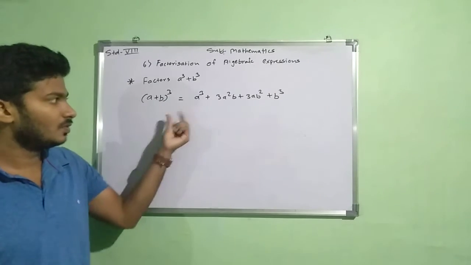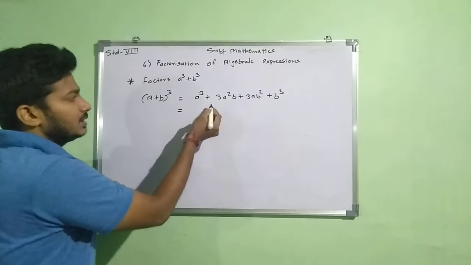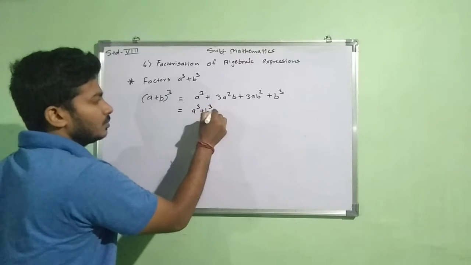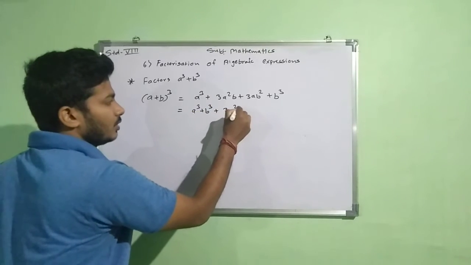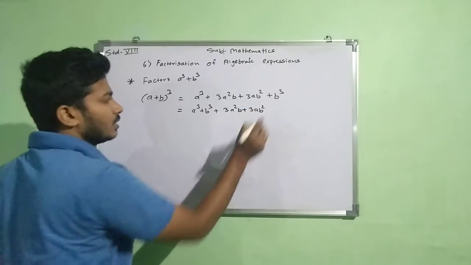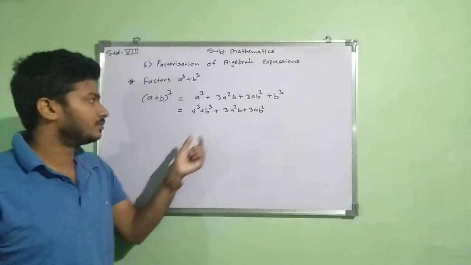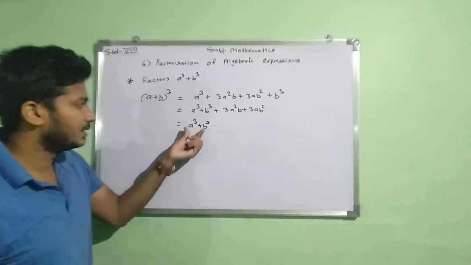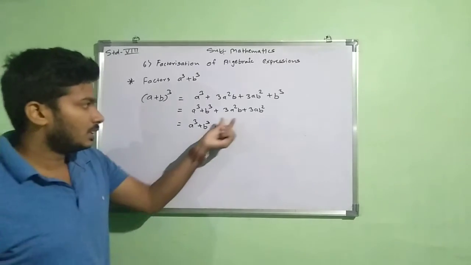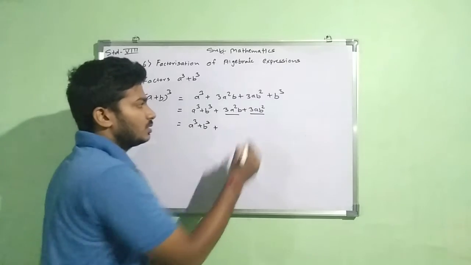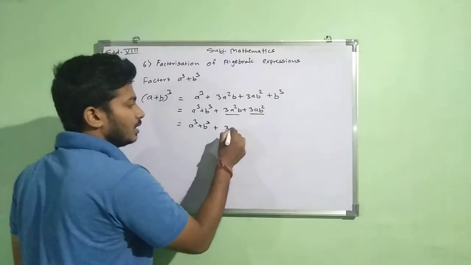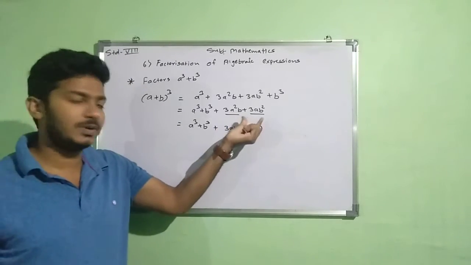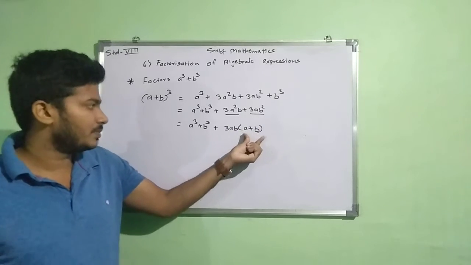Now we have to do some changes, like we will write a cube and b cube together. So a cube plus b cube plus those terms, 3a square b plus 3ab square. We can write those terms together, we can interchange them. Now a cube plus b cube as it is, plus, if we carefully look at these two terms, we can take 3ab as common, and inside the bracket a plus b will remain.